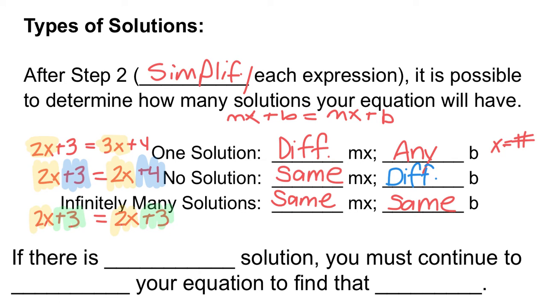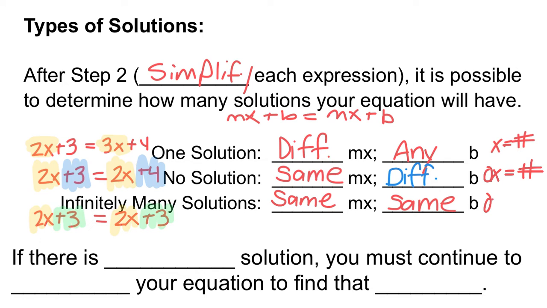But to have no solution, your final answer is going to end up looking like 0x equals some number. And that would be an indicator that there's no solution, because it creates a false statement. 0 never equals a number, so you know that that's not true. And so that's going to be a no solution situation.